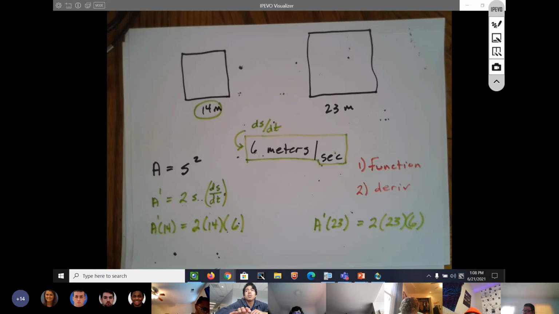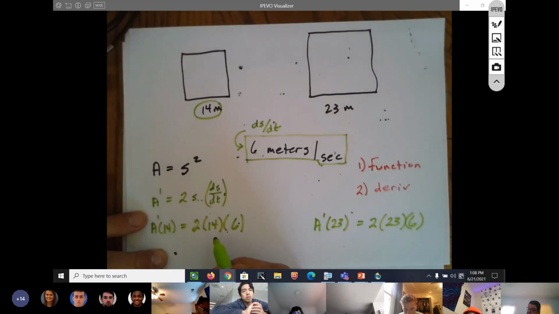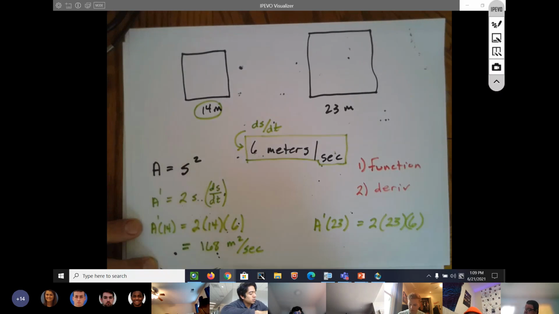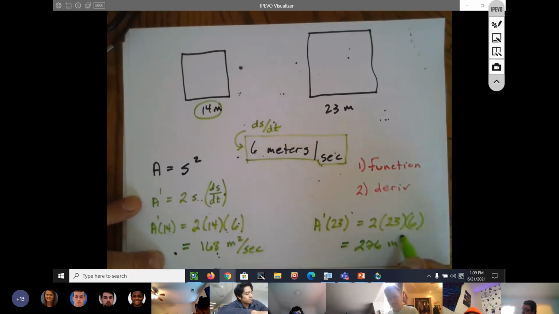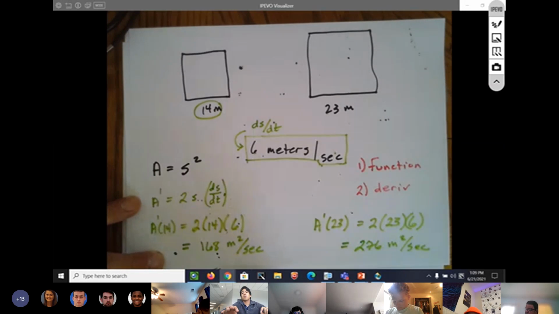So somebody crank out 2 times 14 times 6. Well, that's 2 times 14. That's 28 times 6. What is that? 168. 168 meters squared per second. And somebody take 2 times 23 times 6. 276. 276 meters squared per second. So at 14, the area is growing 168 meters squared per second. And the 23 is 276 meters squared per second.